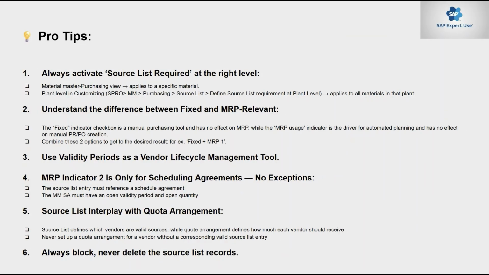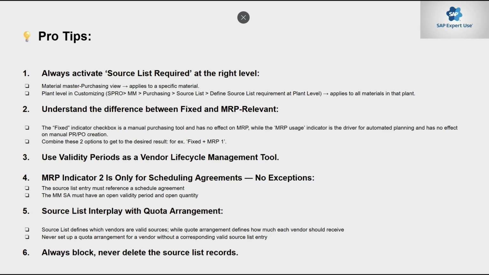Before wrapping this up, I would like to mention some pro tips that you might find useful. So, always activate the source list at the right level. You have the option to activate it at the material master level in the purchasing view, and that means that the sources become mandatory for that specific material. Or you can also activate it at the plant level in customizing. And that means that it would become mandatory for all the materials under that plant.